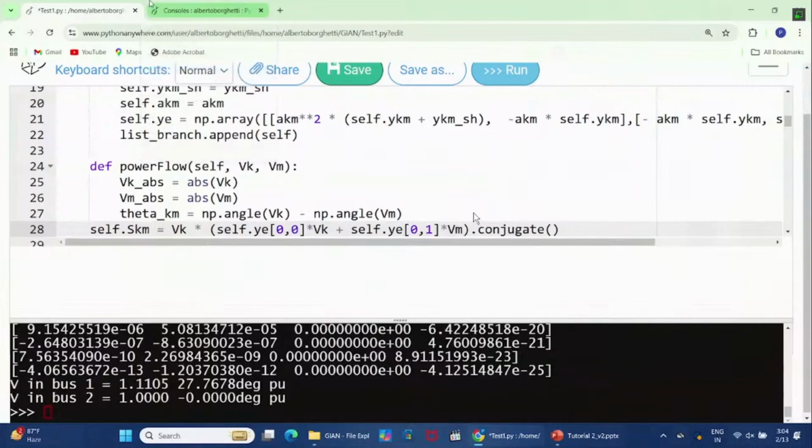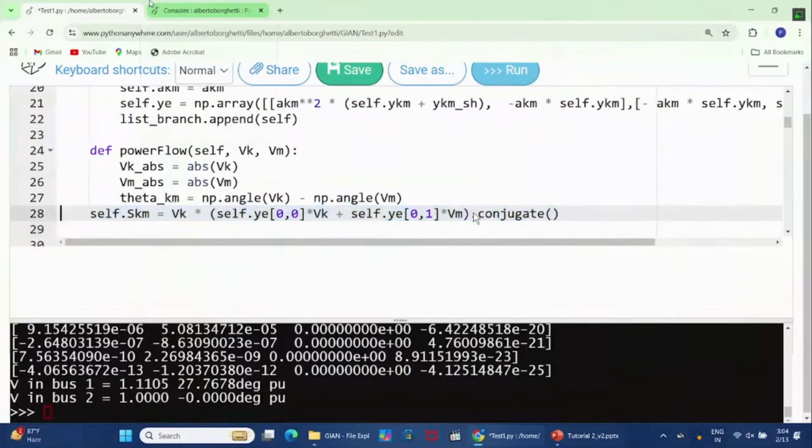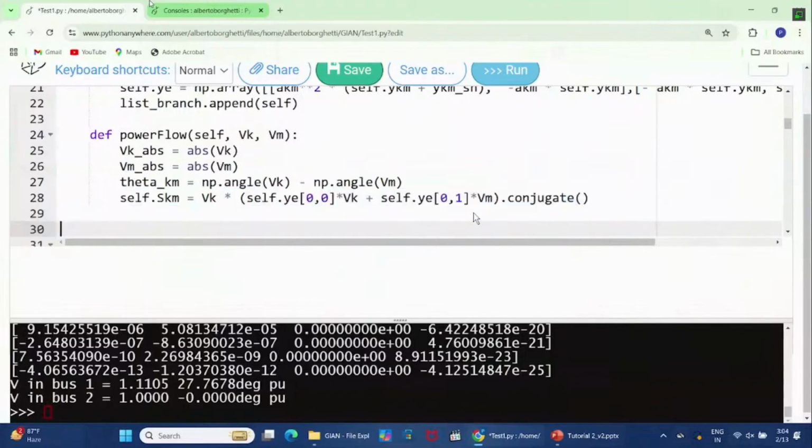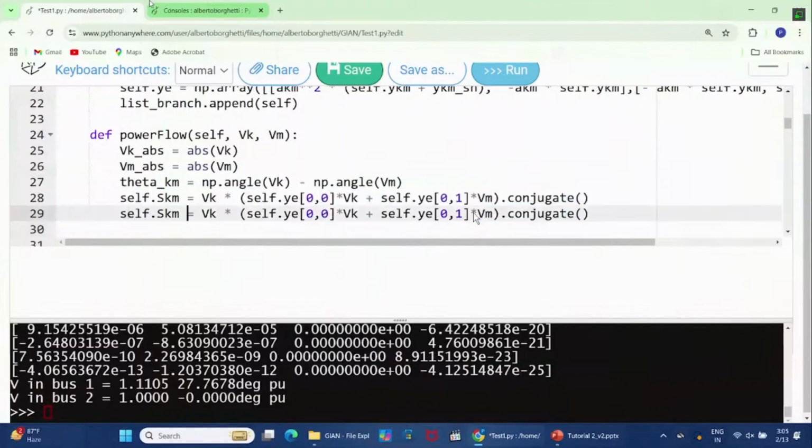The same equation can also be written for the power, and this needs to be indented with the other, no? The alignment is very important for Python. So self SMK is the second row, so it is VM multiplied by self second row, first column, VK, plus second row, second column, VM, conjugate. If we have written this, I'm saving in order to see if there are evident errors here.